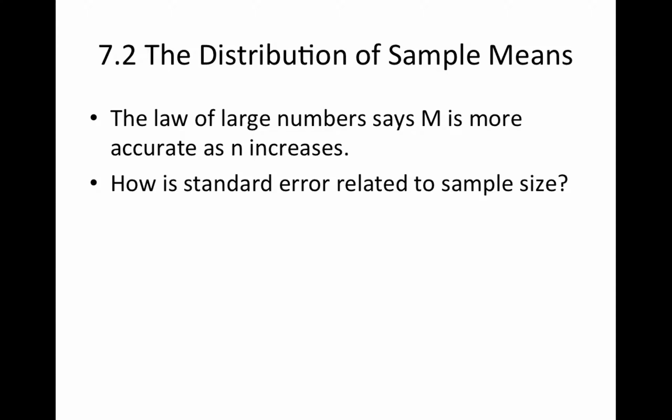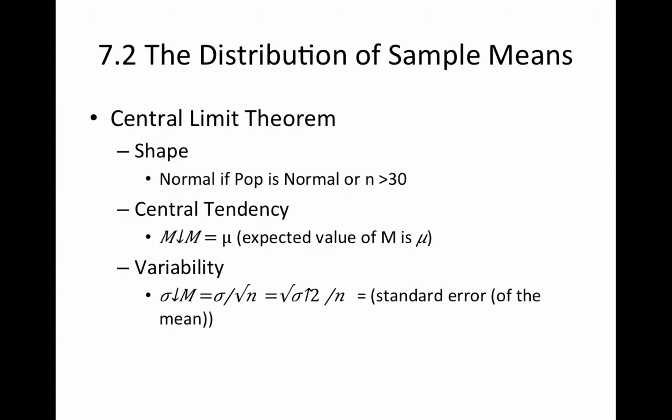So again, the law of large numbers says that m value, any sample mean value, is more accurate as we have larger sample sizes, which intuitively makes sense to us. And we want to know, how is standard error related to sample size? Well, we should be able to figure that out from the last slide. So if you want to take a moment, you can pause the lecture right now and try to figure that out for yourself.